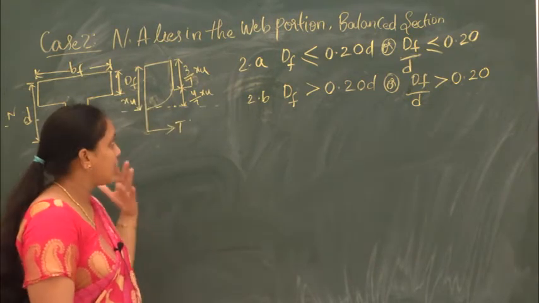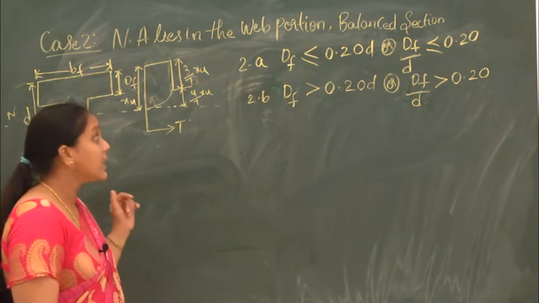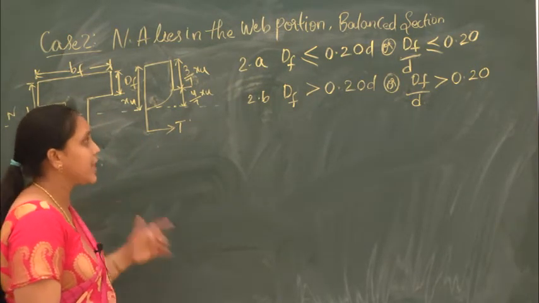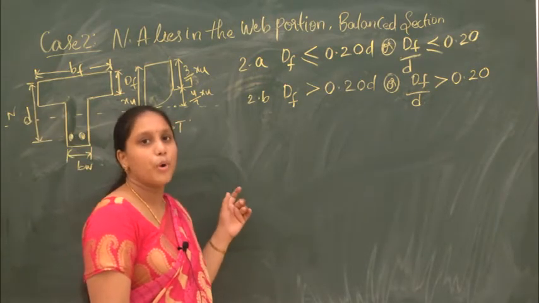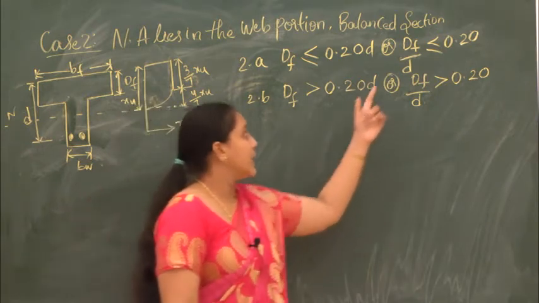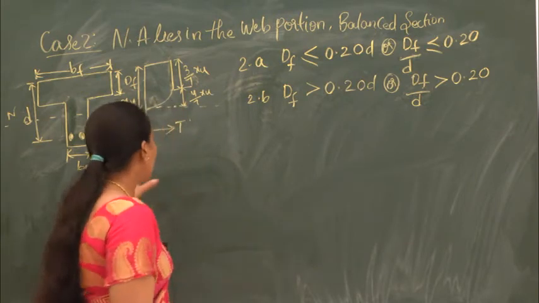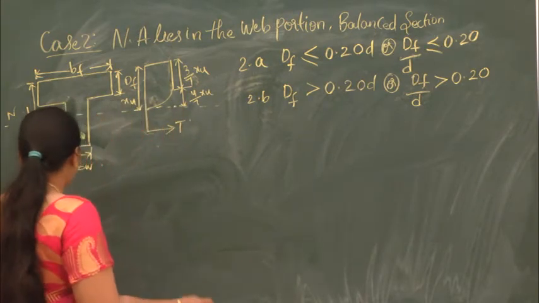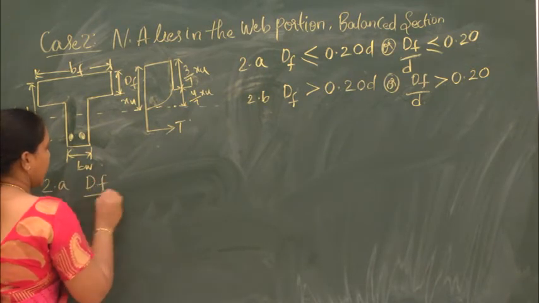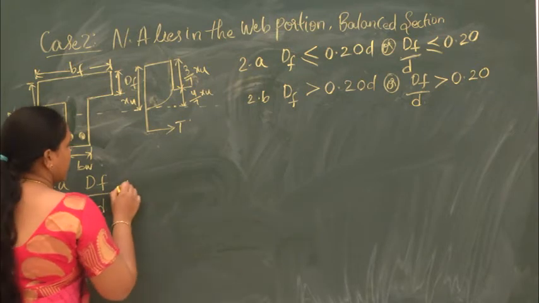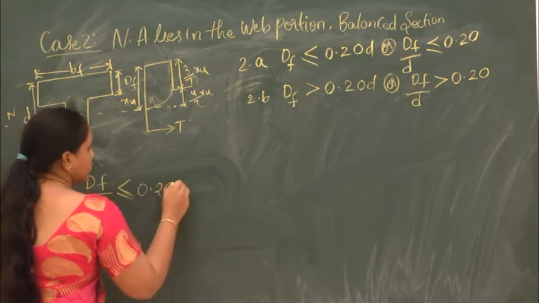So first we will consider case 1, that is when df, the depth of the flange or the thickness of the flange, anything you can call it, is less than or equal to 0.20d, or df by d is less than or equal to 0.20. So I am considering that particular case here. What is the case? It is 2a, which is df by d less than or equal to 0.20.